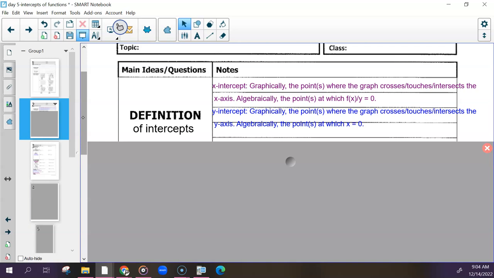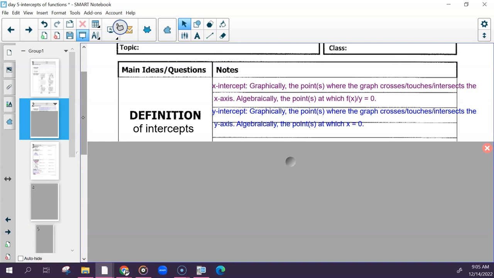Y-intercept is opposite. Graphically, the point or points where the graph crosses, touches, or intersects the y-axis. Algebraically, the point or points at which x is 0. So graphically, it has to touch or cross or intersect the y-axis. Algebraically, x has to be 0. Those are going to be major points you need to know when we start doing this.